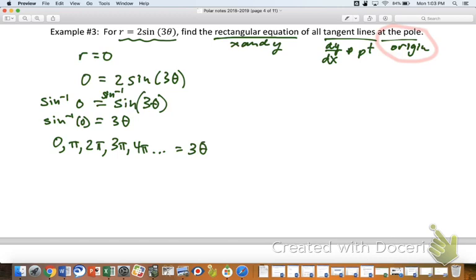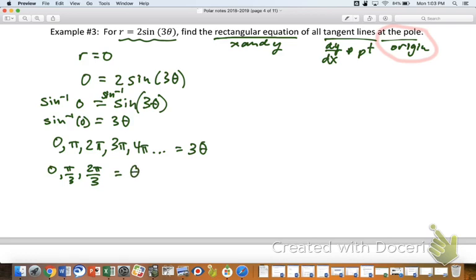This is where, if you know that stuff we talked about earlier with the roses, if the coefficient is odd, then you only need pi to get all the way through the flower. If the coefficient is even, you need the full 2 pi to get all the way through the flower, and so on and so forth. You divide by 3 and you get 0, pi over 3, 2 pi over 3, and that's really where you could stop. Theta is equal to those. So these are the angles.